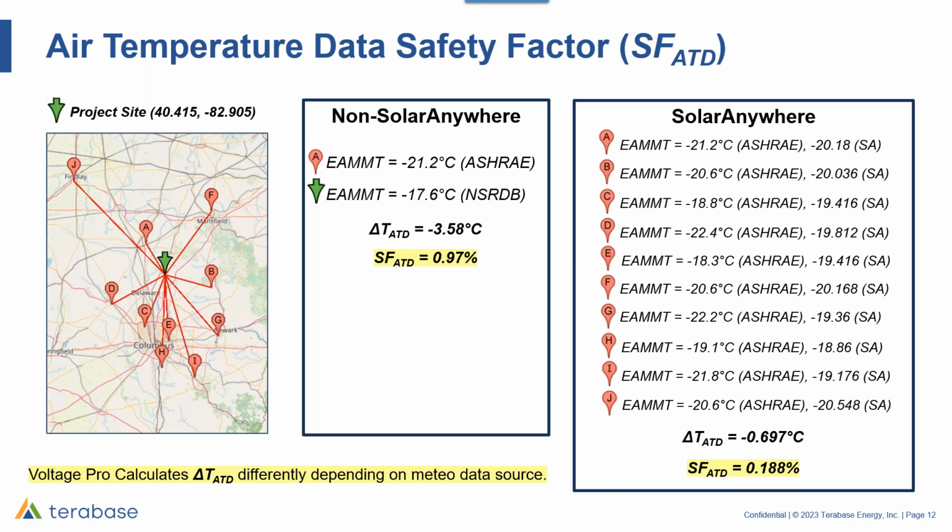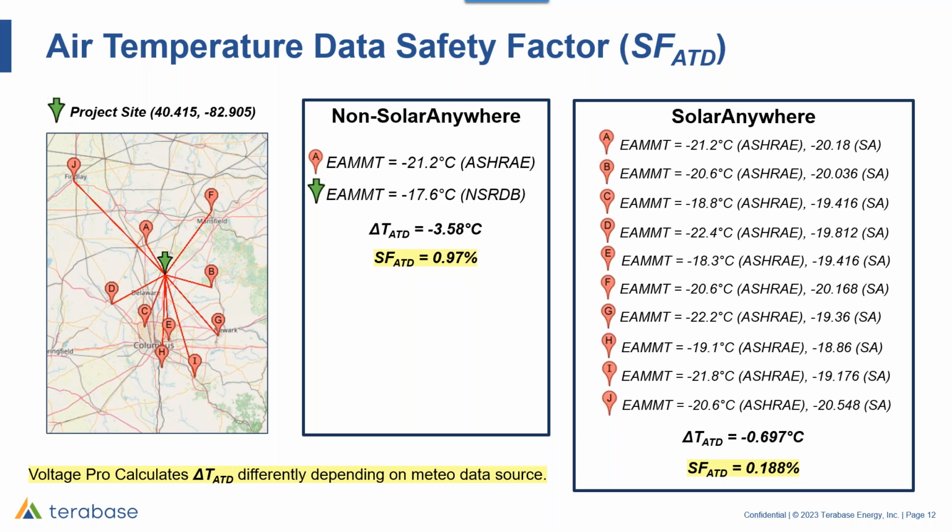Dr. Mark Perez is going to be speaking in a few slides and is going to go into much greater depth into the Solar Anywhere method of calculating delta T and the research that they've done on that. But for this slide, I really wanted to help visualize the difference in the two methods. On the left-hand side, we have a map of our Ohio project site location, and it's identified by the green arrow. And we have a clustering of nearby ASHRAE weather stations around it.